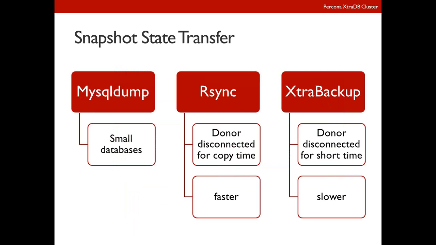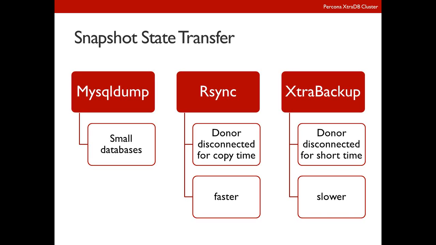For a snapshot state transfer, a full copy of data, we have the following choices. The first is mysqldump. Obviously, it is good for small databases, or if you just want to play with the initial cluster setup. Second is rsync. The data is copied using the rsync process. Usually, it is the fastest way to copy data, but the drawback is that the donor is disconnected from the cluster for the whole copying time.